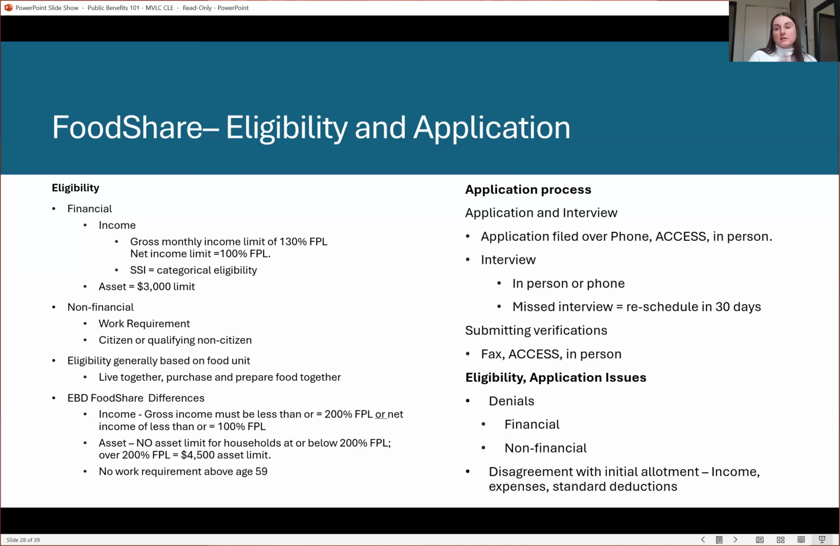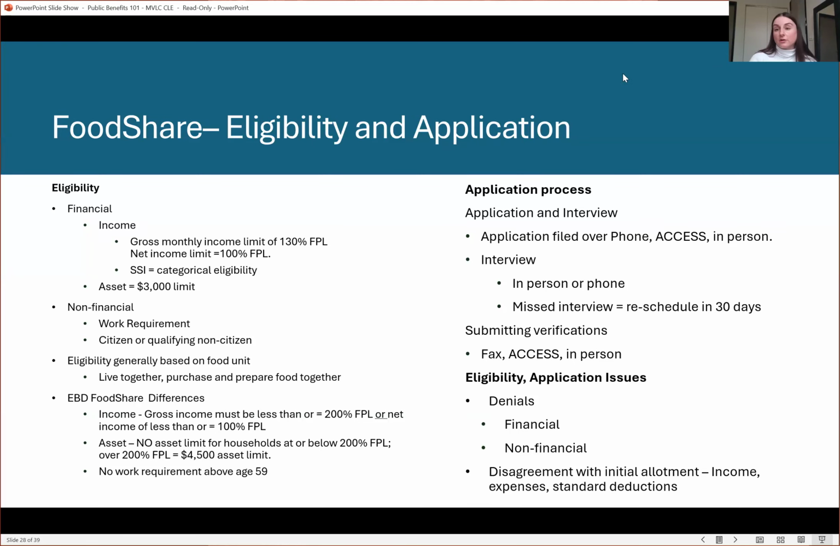Eligibility is generally based on what they call the food unit. It's whether you're living together and purchasing and preparing food together. Your benefit is based on that as well. And that purchasing and preparing food together thing is really important to remember, because a lot of the issues that arise with denials and terminations involve that concept. The agency has this idea that you're purchasing and preparing food together with someone in or out of your household, and oftentimes they're wrong.